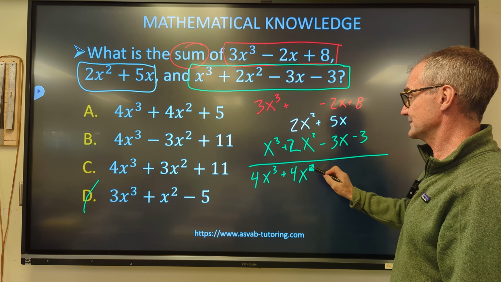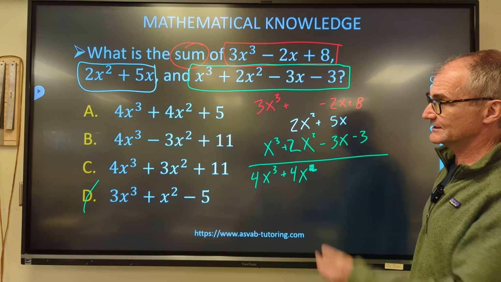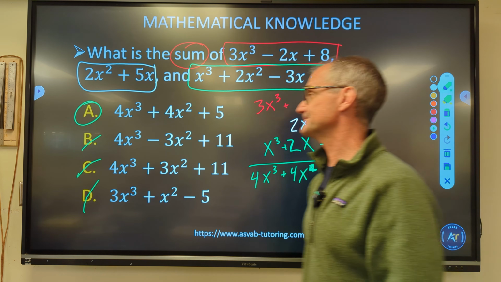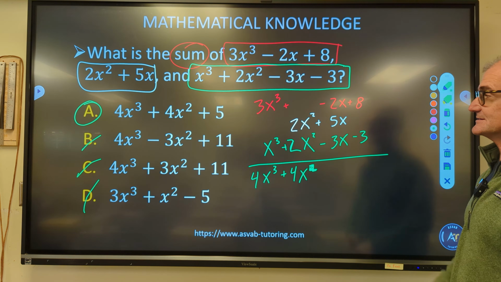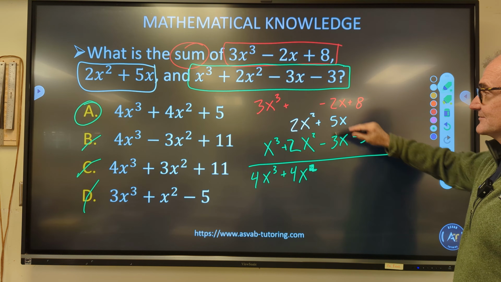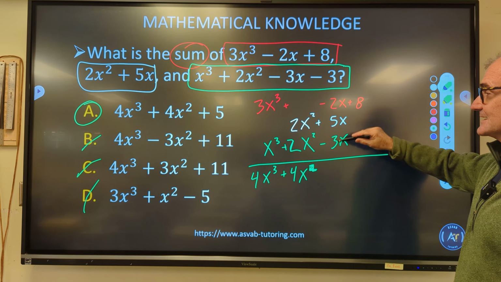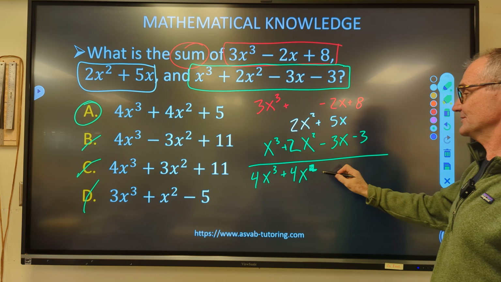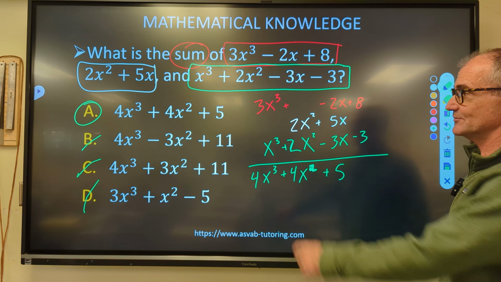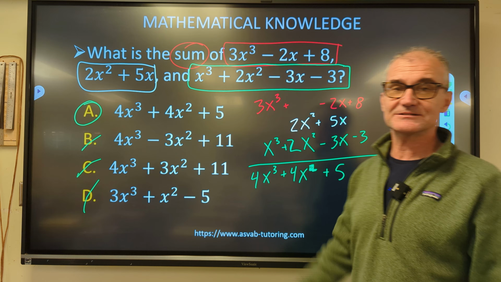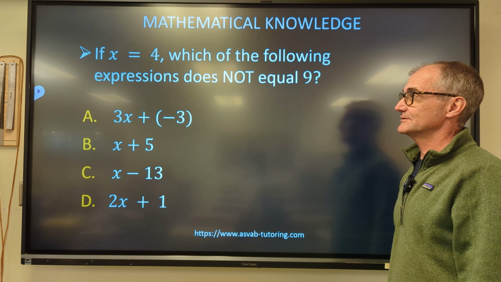But 4x squared, that's the square. 4x squared, I could cross out these two answers and see that it's answer A and be done there. But I'll just keep going, show you how it's done. Negative 2x, negative 3x, that's negative 5x, positive 5x, that cancels. 8 and negative 3 is 5. So I have 4x to the third, 4x squared plus 5, correct answer, answer A.